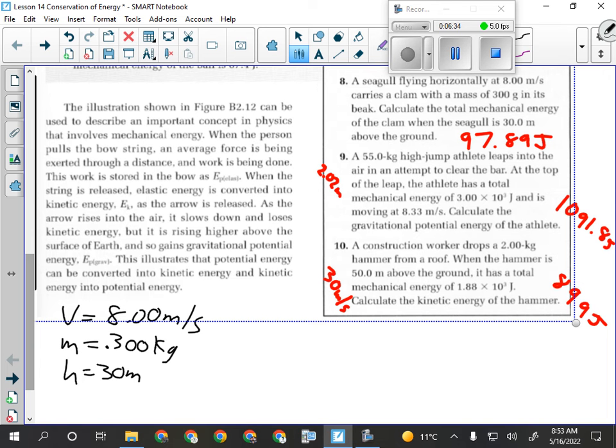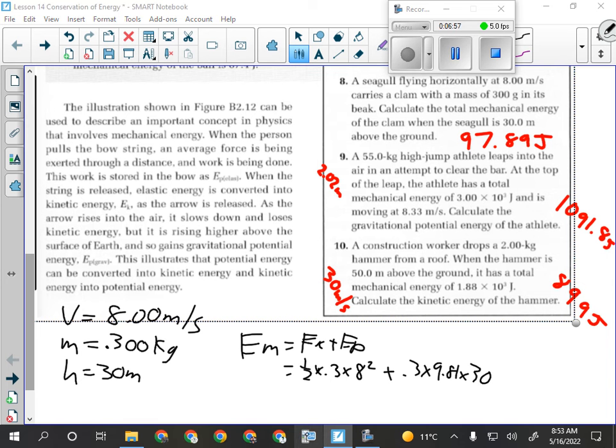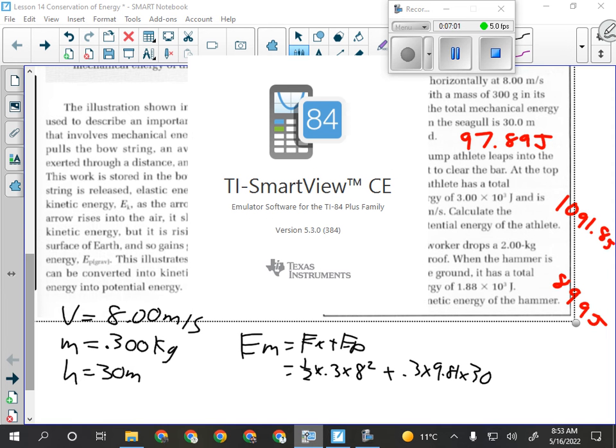So to calculate this, all we have to do is go mechanical energy equals EK plus EP. And so that'll be 1/2 times the mass, which is 0.3, times the speed squared, so 8 squared, plus 0.3 times 9.81 times 30 meters. If we punch all that into our calculator, we should get 97.89 joules worth of energy.